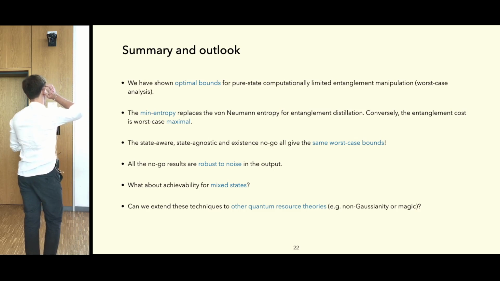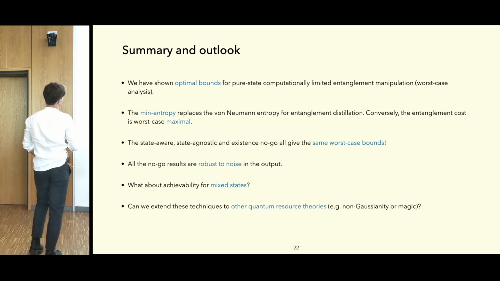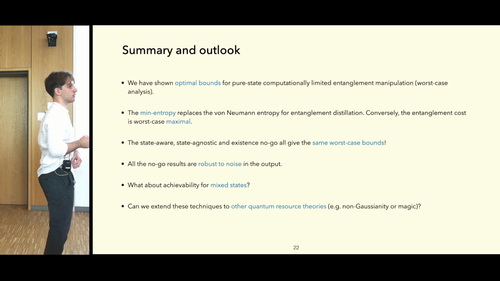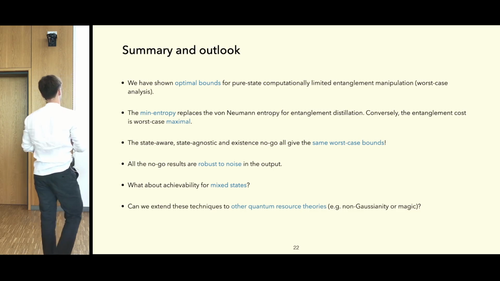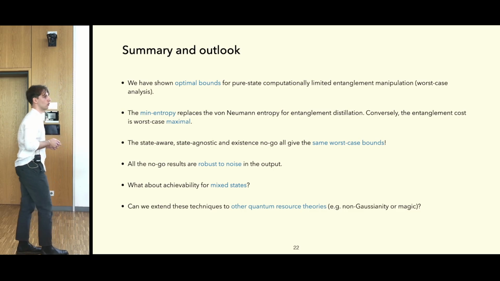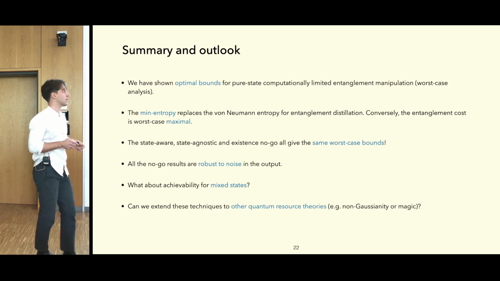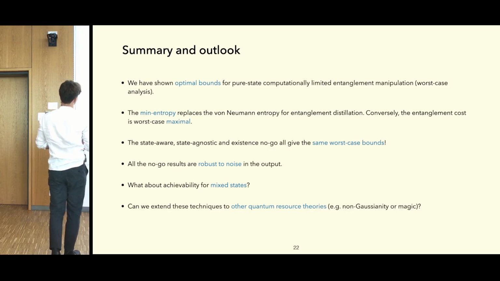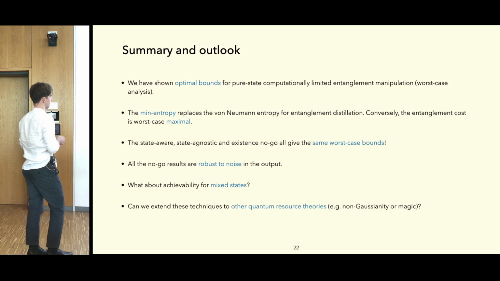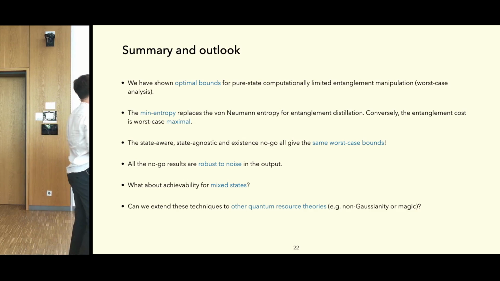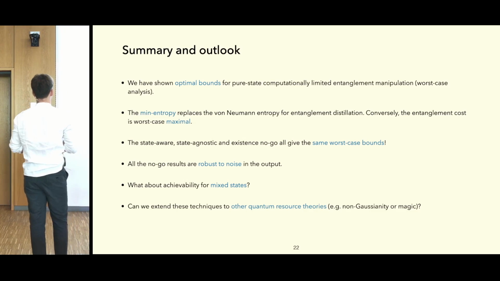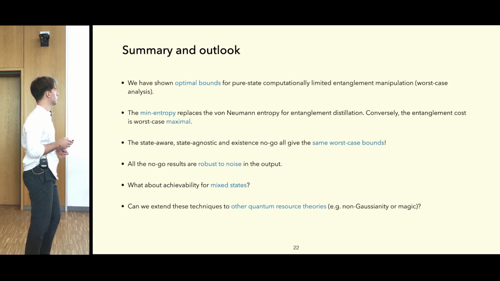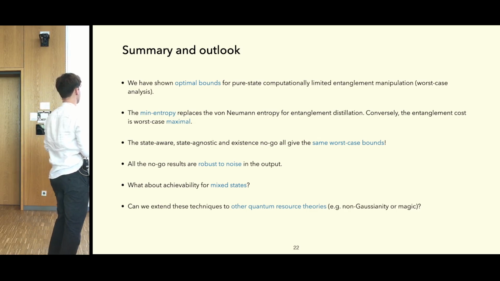So to conclude, we have shown optimal bounds for this computationally limited scenario by showing achievability statements and worst case optimality results. Importantly, the mean entropy essentially replaces the role of the von Neumann entropy for what concerns entanglement distillation, while for the entanglement cost, essentially in a worst case setting, the optimal rate is maximal. And this result holds independently of the setting. Either we are in the state aware scenario, in the state agnostic scenario, or we prove a non-existence result, essentially we get the same worst case bound.